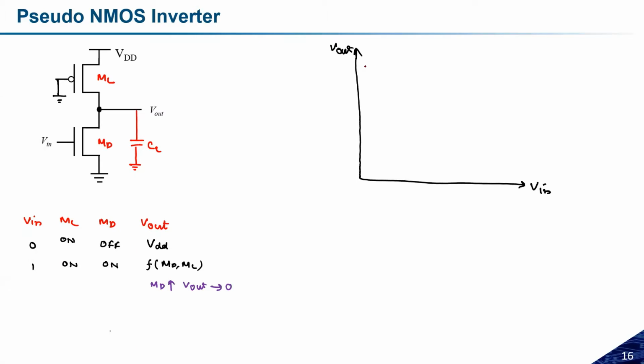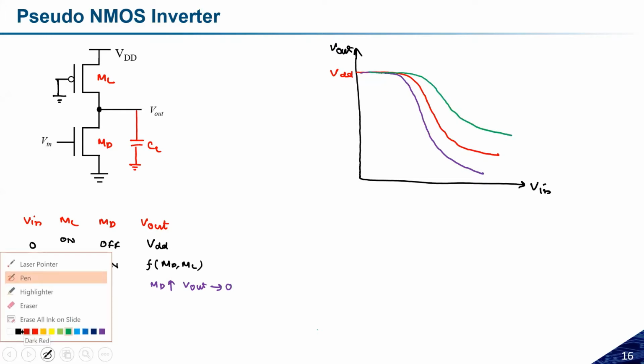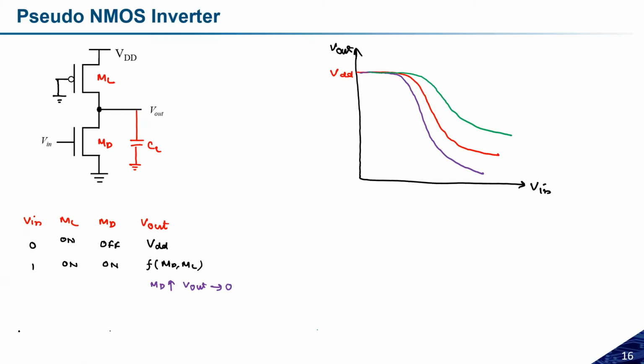Okay, so the characteristics will look like this one. Let us assume the initial characteristics is something like this. This is nothing but the VDD. What happens if I'm increasing the size of MD? Let me draw the different characteristics, something like this. Okay, so can anyone tell me where the waveform will shift if I am increasing the size of MD?